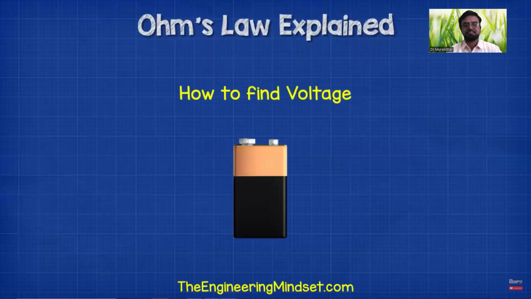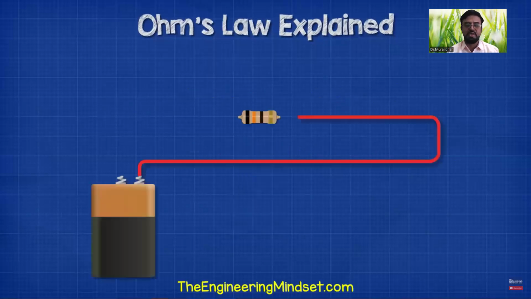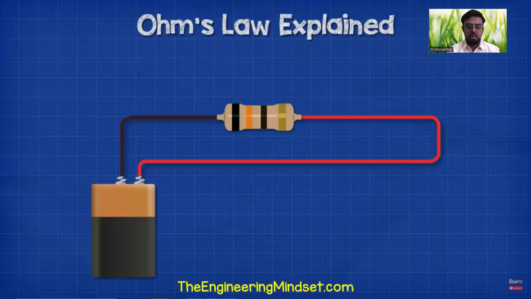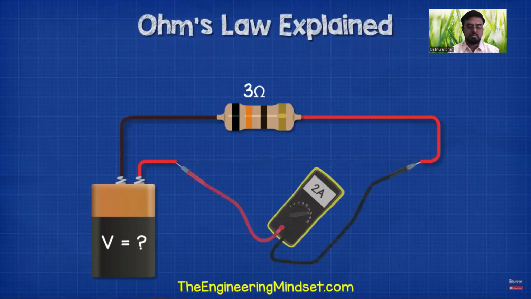First, let's see how we find voltage and how it relates to the other parts. Let's say we have a simple electrical circuit with a battery and a resistor. We don't know what the voltage of the battery is though. The resistor is 3 ohms, and when we connect a multimeter into the circuit, we see that we get a reading of 2 amps of current.